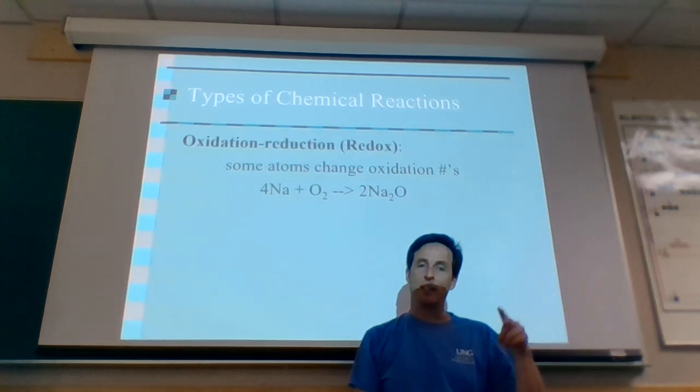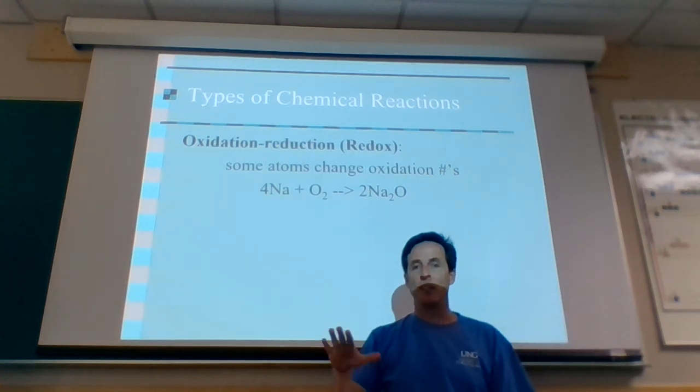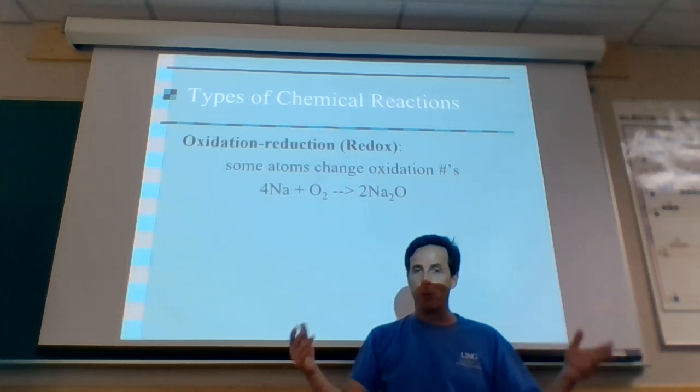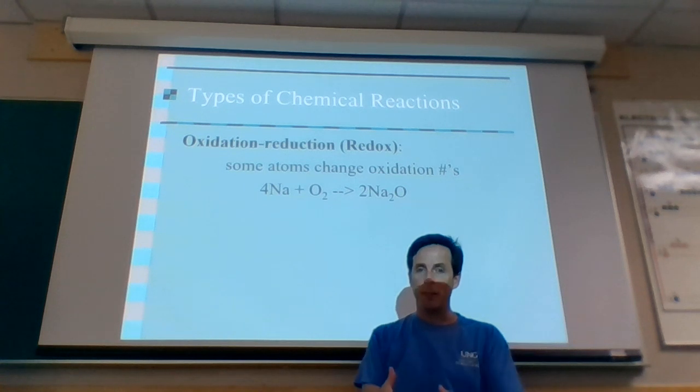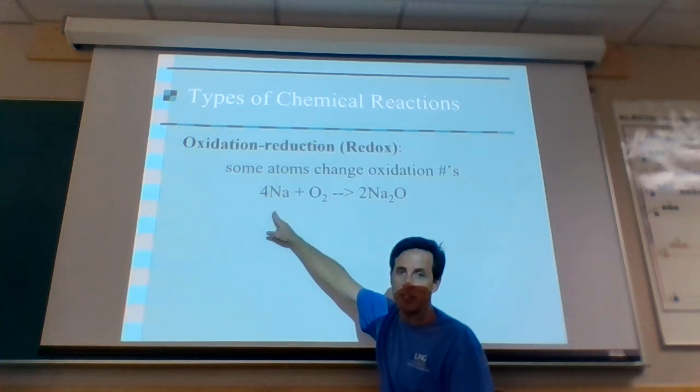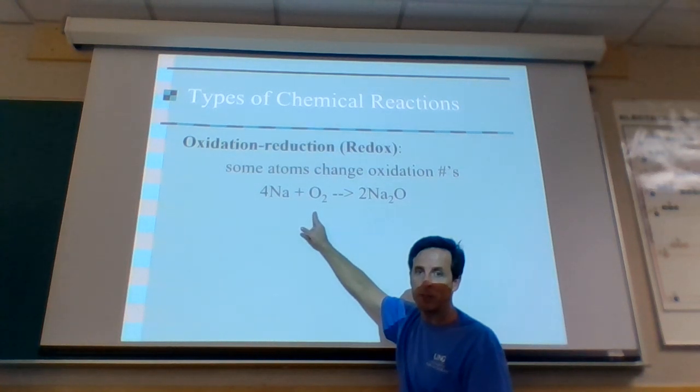That makes them more stable. So oxygen wants to gain 2 electrons. Sodium wants to lose an electron. They want to take charges so they can be like noble gases. That's how they want to be, but they're not like that yet. Oxidation number is 0, oxidation number is 0.